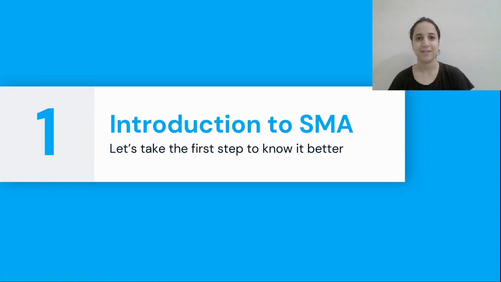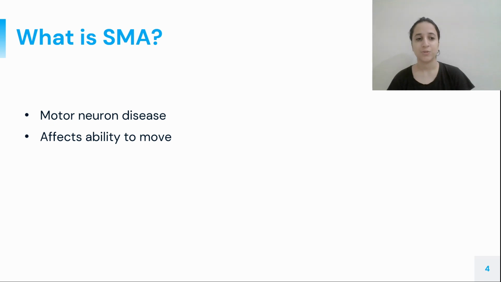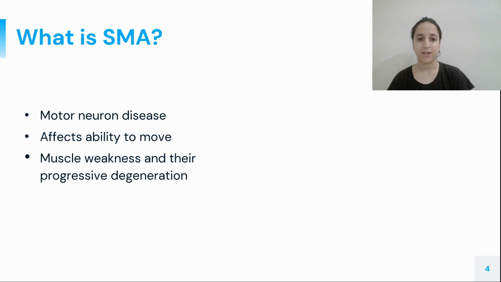So let's get started. What is spinal muscular atrophy? It is a motor neuron disease, which means that it affects the ability to move. It is characterized by muscle weakness and a progressive degeneration, which means that it can cause problems in movement, such as sitting up, walking, swallowing, and sometimes even breathing.